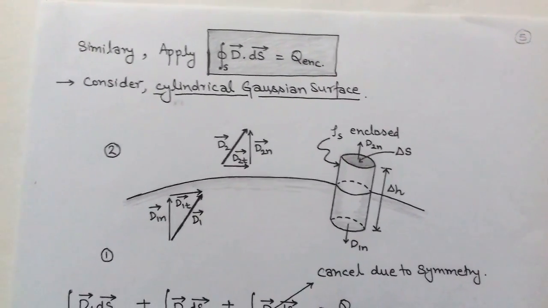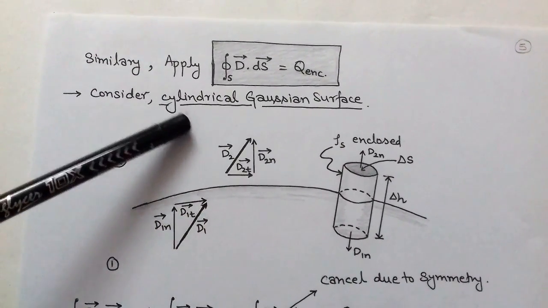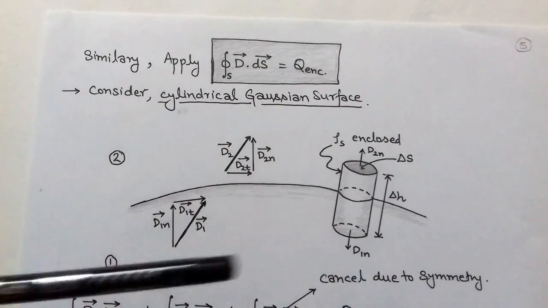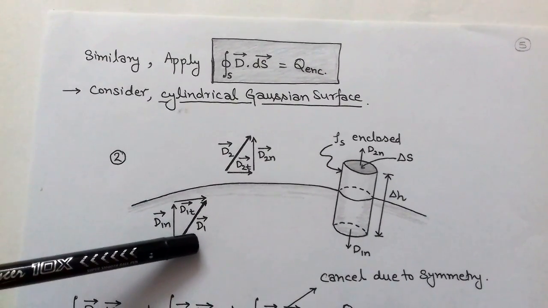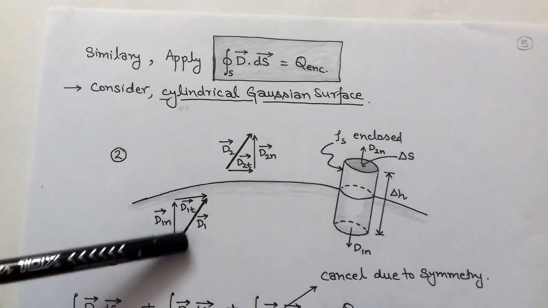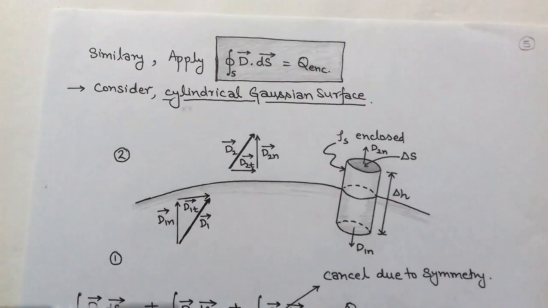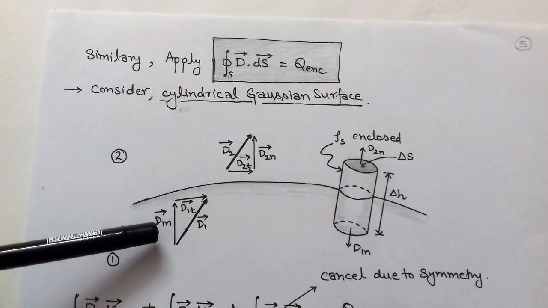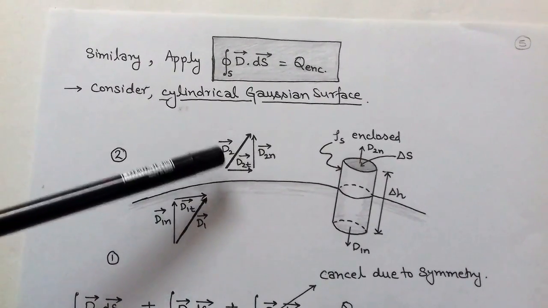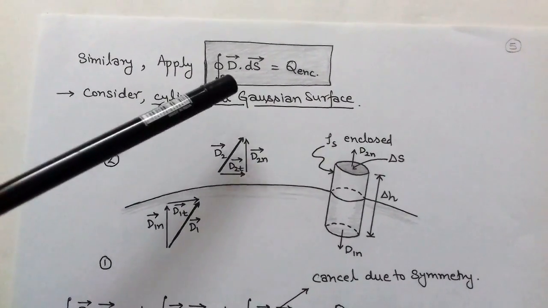Similarly, we apply the second Maxwell's equation, that is closed surface integration D dot ds equals Q enclosed. Here we take a field, that is electric flux density D. So we direct the electric flux density D from region 1 to region 2 and name it D1 vector and D2 vector. D1 has two components, normal and tangential, and D2 also has a normal and tangential component.